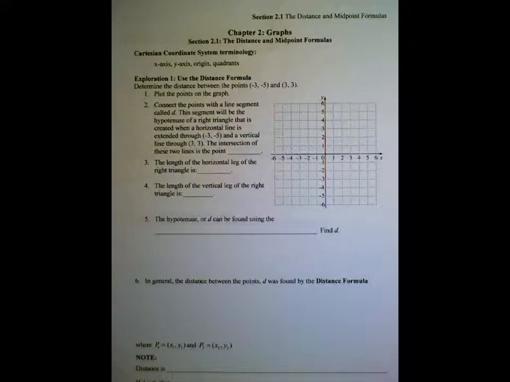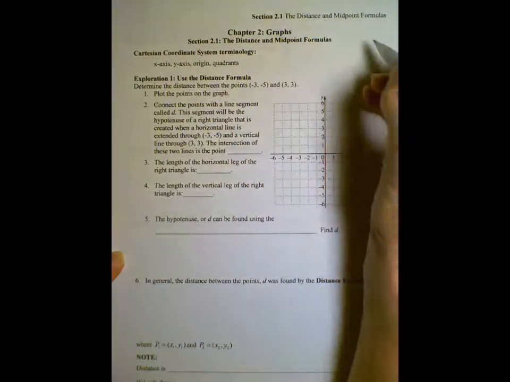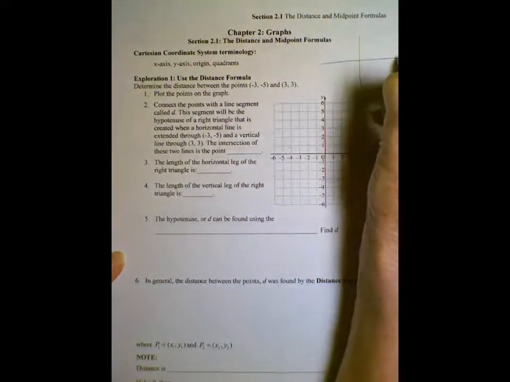We now begin Chapter 2 on graphs. Section 2.1 is on the distance and midpoint formulas. So let's review a few words or definitions from the Cartesian coordinate system for graphing. We'll make a little sketch here. I'm sure you're still familiar with all of these, but just to be sure.